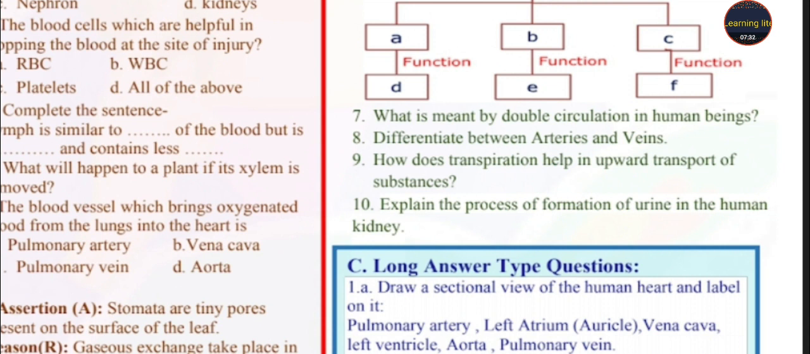So student, transpiration causes a suction pull, and this suction pull creates a channel. By this channel, xylem creates an upward pressure and lifts the water and minerals upward to all parts of the plant. The 10th and last question: explain the process of formation of urine.